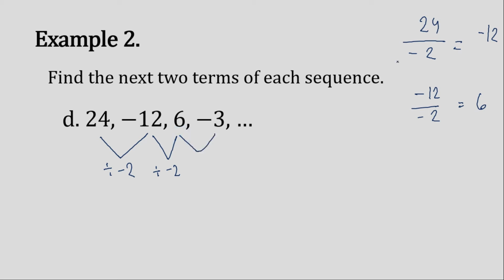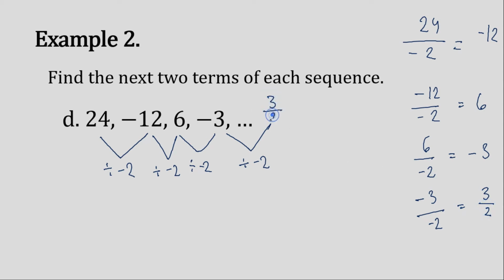Now 6 divided by negative 2 is negative 3. Now we have the common pattern of dividing by negative 2. Now let's try to solve for this. Divided by negative 2. So negative 3 divided by negative 2. Both are negative, so we have positive 3 over 2. That is 3 over 2.